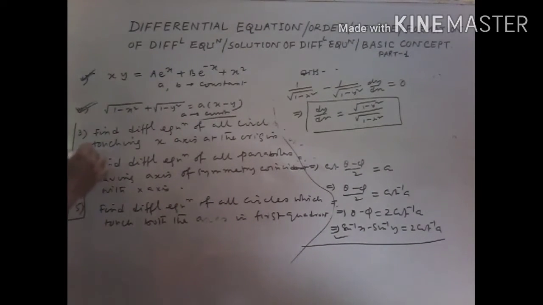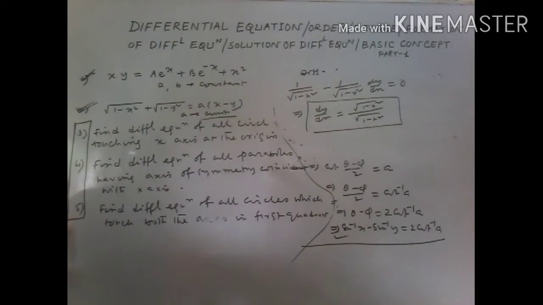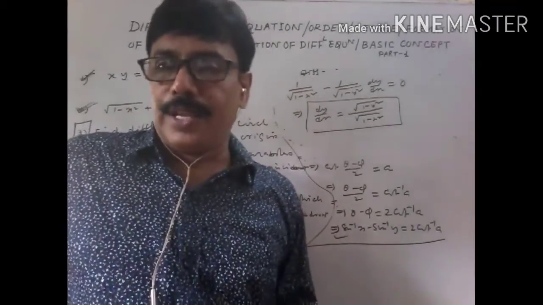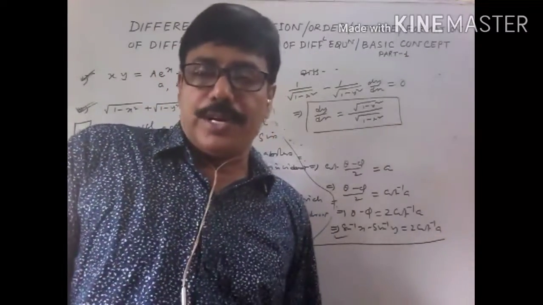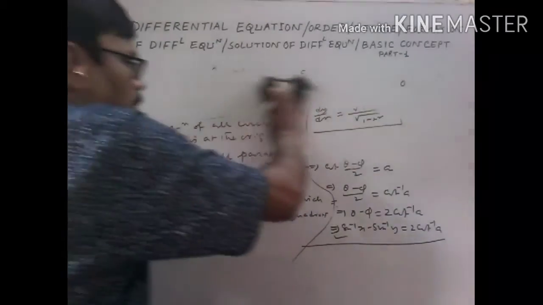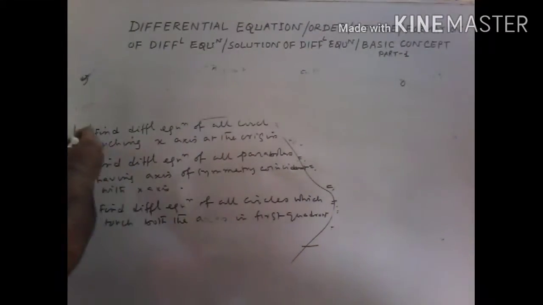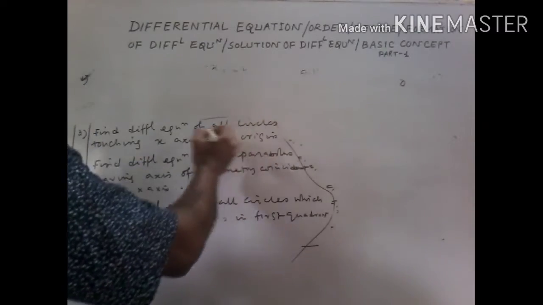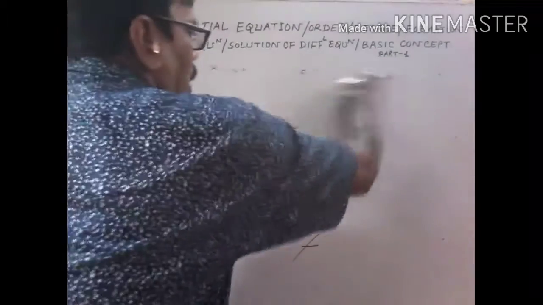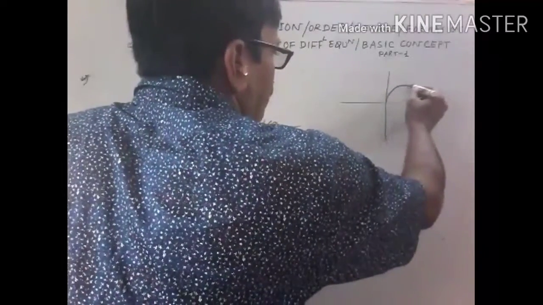Now 3, 4, 5. So look, for this type of problem, the relation is not given directly. From your idea of coordinate geometry, you have to form the relation, then perform the derivative to obtain the differential equation. So suppose problem number 3. Find the differential equation of all circles touching the x-axis at the origin. So look at the figure.